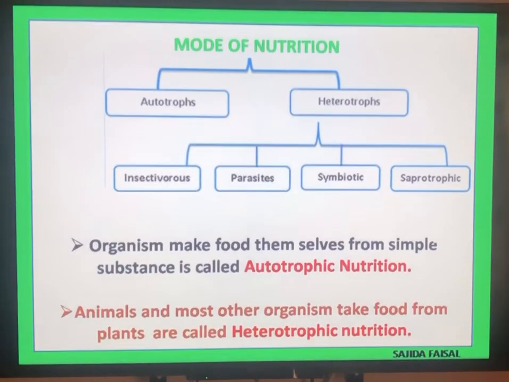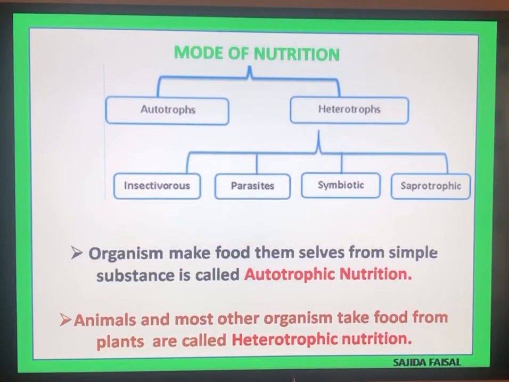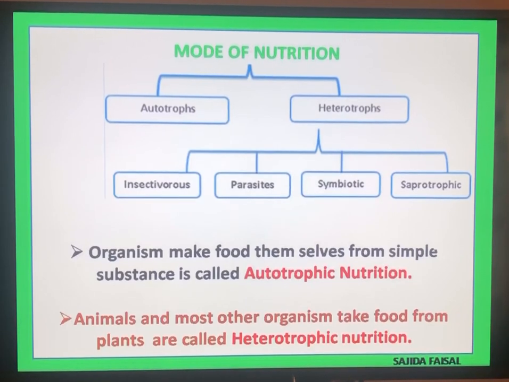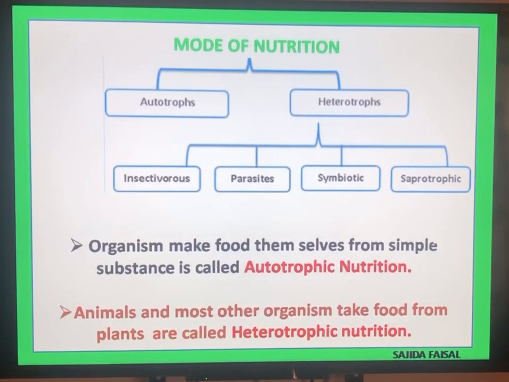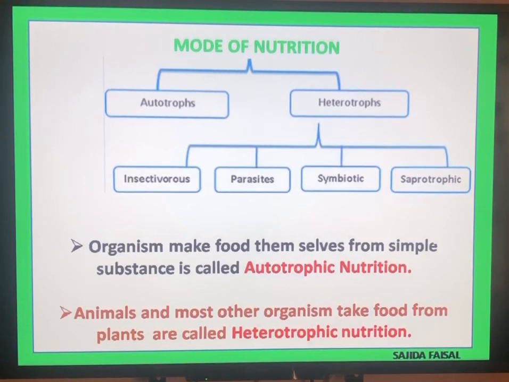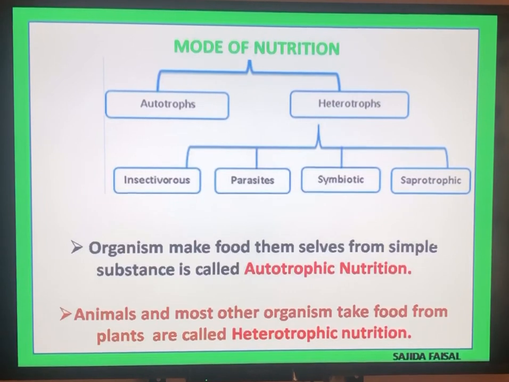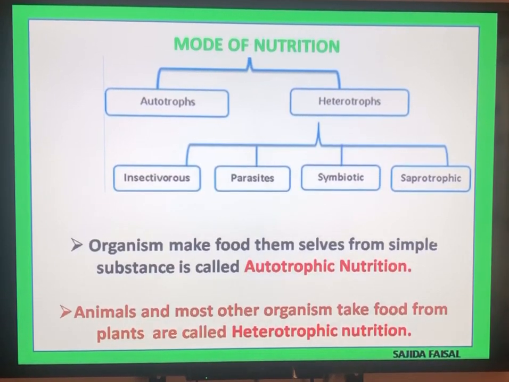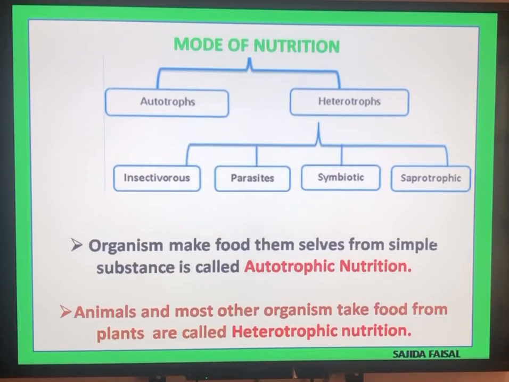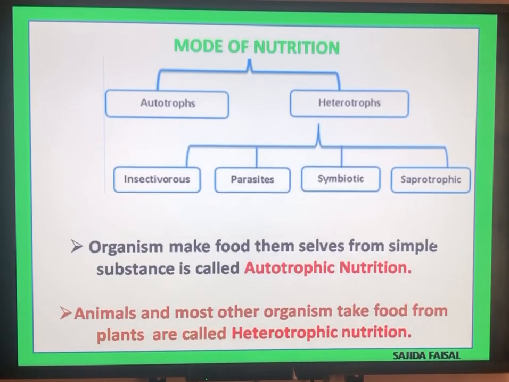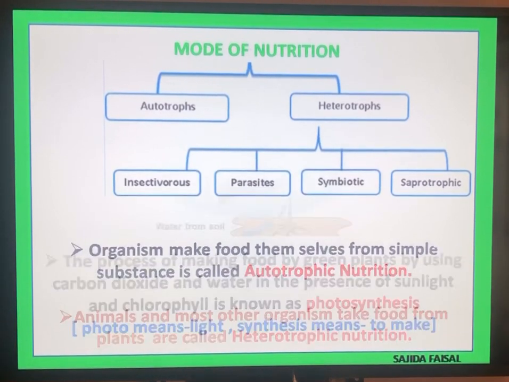Then what is heterotrophic nutrition? Animals and other plants, that means most other organisms, take food from other organisms. This is called heterotrophic nutrition. We know that human beings are depending on animals and some plants that we are eating. We are not making food ourselves. This type of organisms are called heterotrophic.